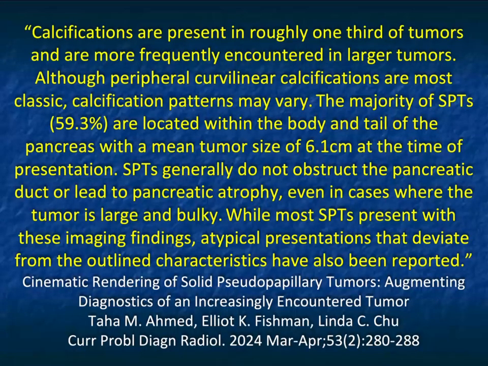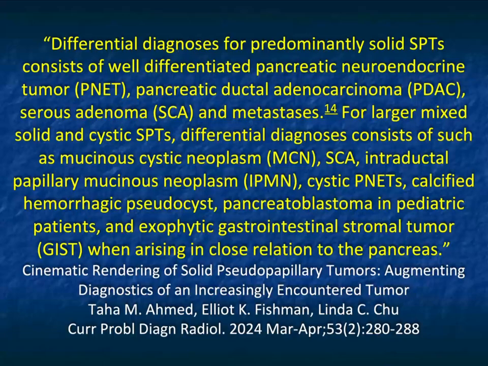While most SPEN tumors present with these imaging findings, atypical presentations can make the diagnosis very challenging, which is indeed the case. And as we've gone through, the differential diagnosis for these tumors will vary from neuroendocrine tumors to PDAC to serous cyst adenoma to MCN to metastasis. So again, it can be very tricky. You have to really understand what you're looking at, look at some of the features, the age, the history, but it can be a very difficult diagnosis.